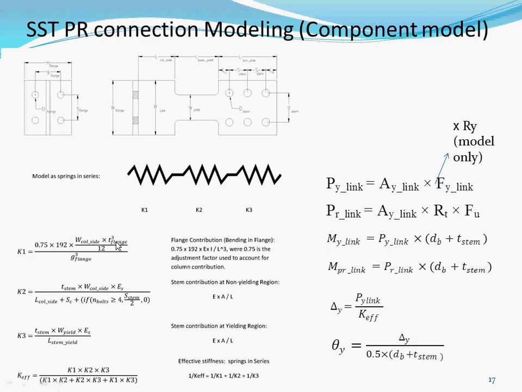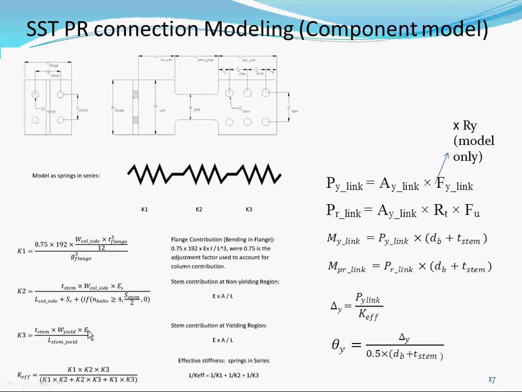So you can see W times t cubed divided by 12 is g, divided by the g. This is the bending of this flange. When you pull on it, this flange tends to bend. Okay, that's the first term.